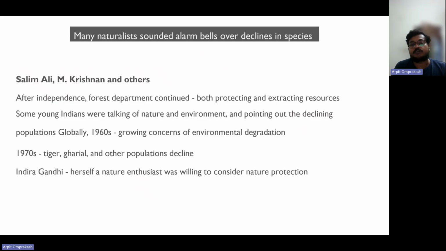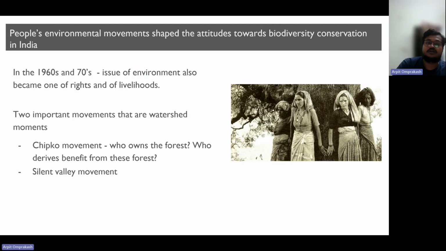and people were talking about how nature and environment are declining. Basically in the 1960s, 1970s, Salim Ali, M. Krishnan, and other people started raising their voice and sounding alarms on the decline of a large number of species. In the 1970s, people started to note that tigers, gharials, and other populations were declining quite a lot. And Indira Gandhi, who was herself a nature enthusiast, was willing to consider protection of nature. And there were other environmental movements that shaped people's attitude towards biodiversity conservation.